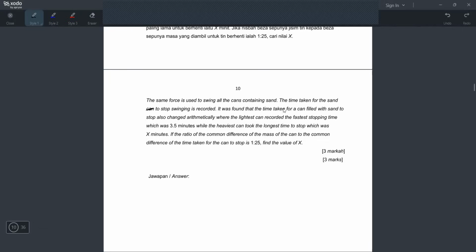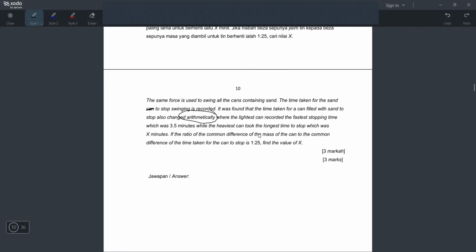It was found that the time taken, okay, so now we're talking about time already, not talking about mass. So it was found that the time taken for a can filled with sand to stop also changed arithmetically. So we can form a new progression now for the time taken, where the lightest can recorded the fastest stopping time, which was 3.5 minutes. Okay, while the heaviest can took the longest time to stop, which was X minutes.